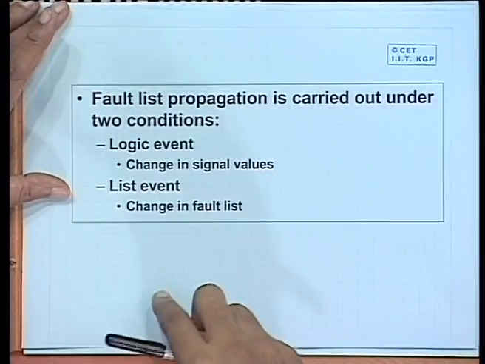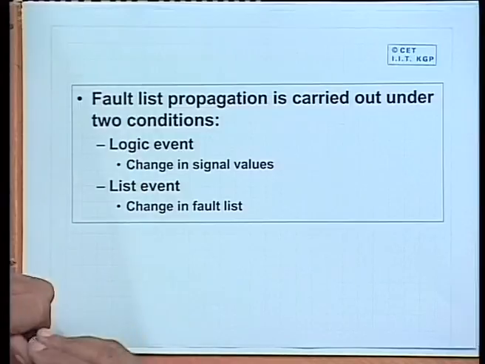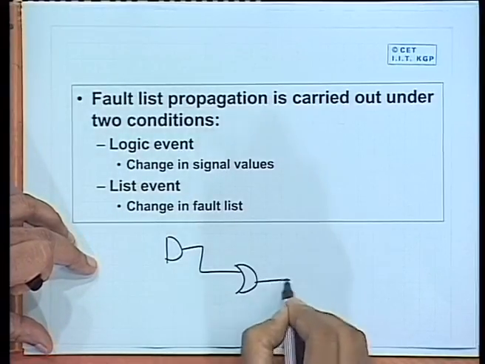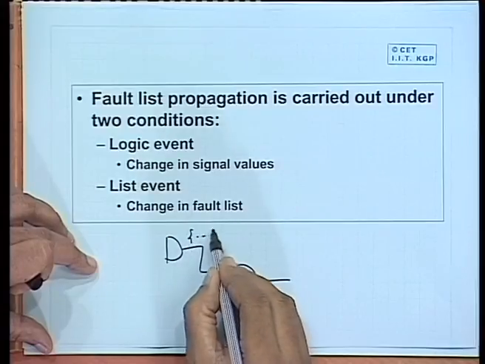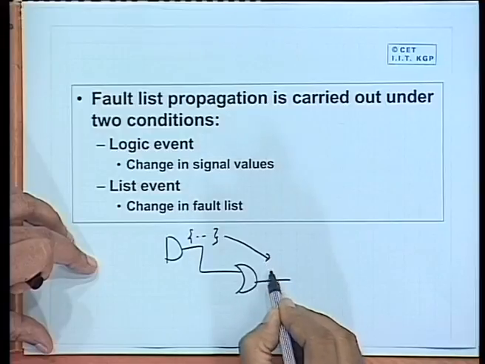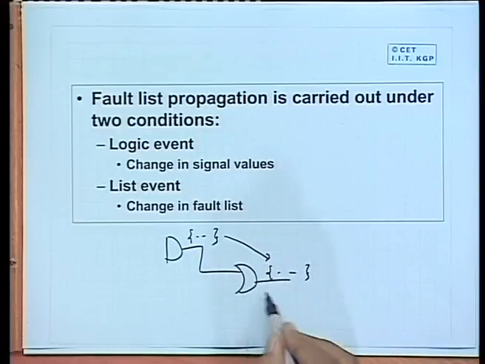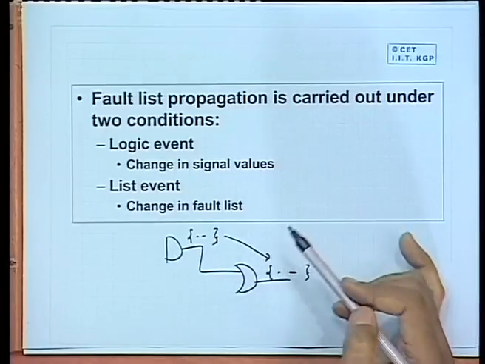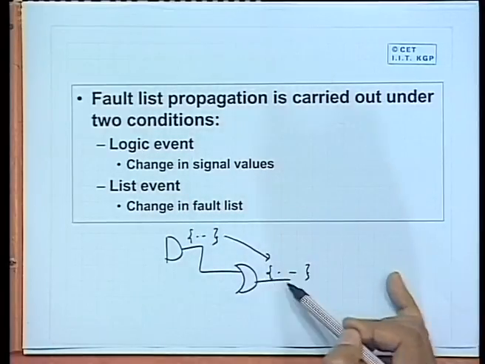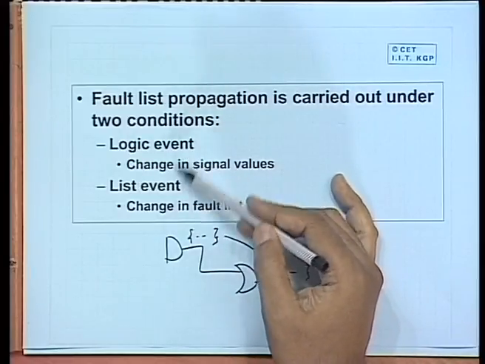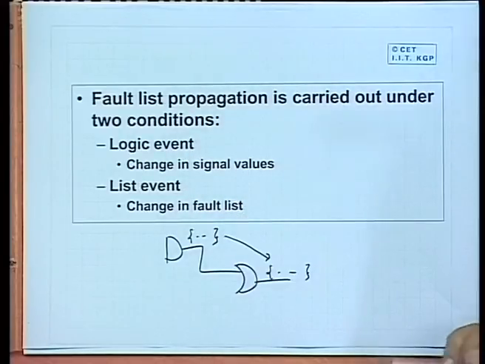This is called fault list propagation. Fault list propagation means you can have the output of a gate feeding some other gate. So, you have a fault list out here. This fault list may be propagated to the output of the next gate with some modification. There are some rules. Now, a fault list will get propagated provided one of these two conditions occur.